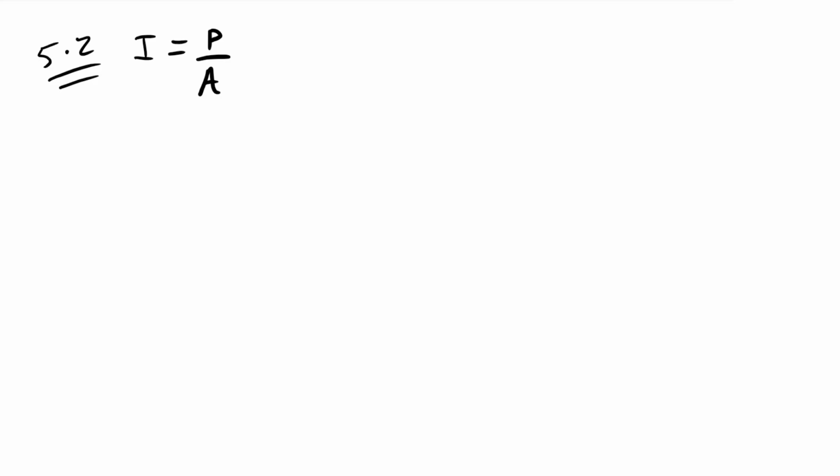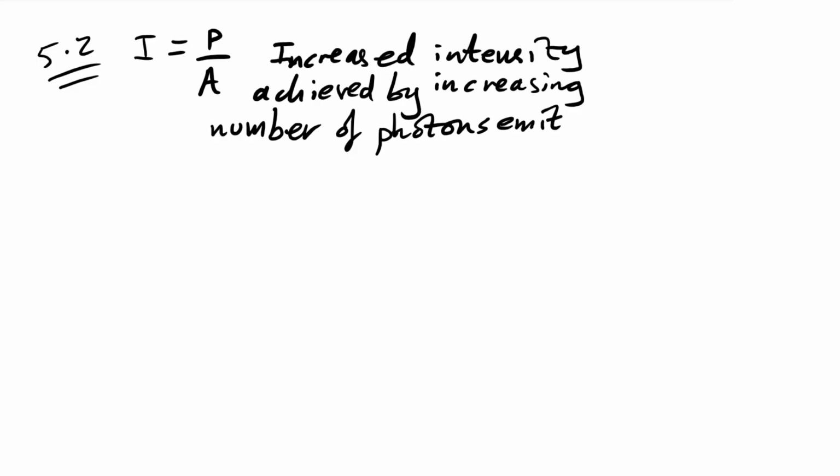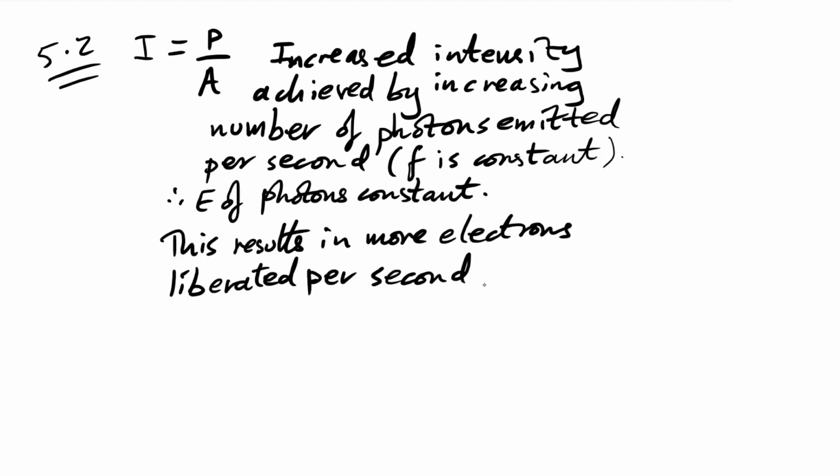So what they're really saying is what happens when we just increase the number of photons being emitted per second by the source. So an increased intensity is achieved by increasing the number of photons emitted per second. That is, if the frequency is constant, the energy of the photons is constant. This results in more electrons liberated per second, and so therefore the current increases. Enough of the wordy questions. Let's do some maths.